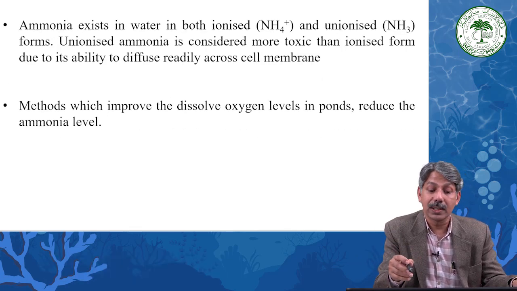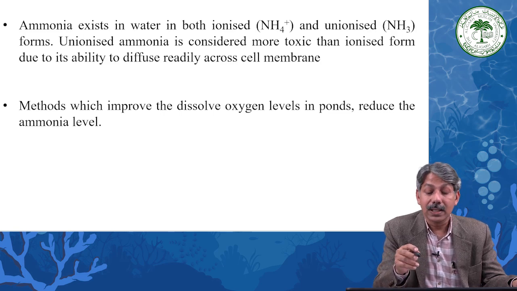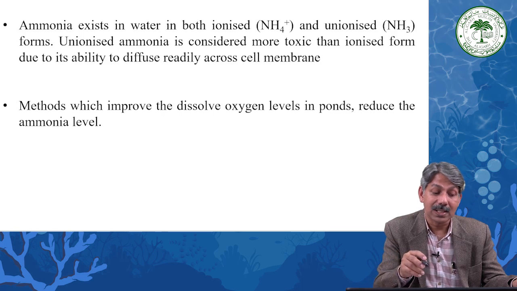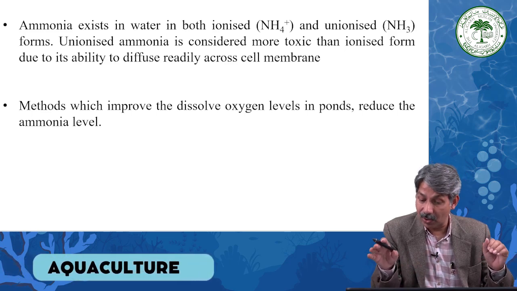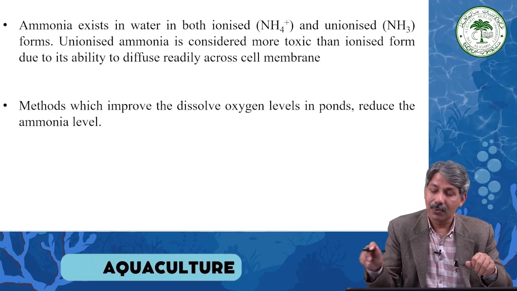Ammonia exists in water in both ionized and unionized forms. Unionized ammonia is considered more toxic than the ionized form due to its ability to diffuse readily across cell membranes. Methods which improve the dissolved oxygen levels in a pond reduce the ammonia level. So if you are using methods which are going to improve the dissolved oxygen levels in the pond, then the ammonia level will also be taken care of.